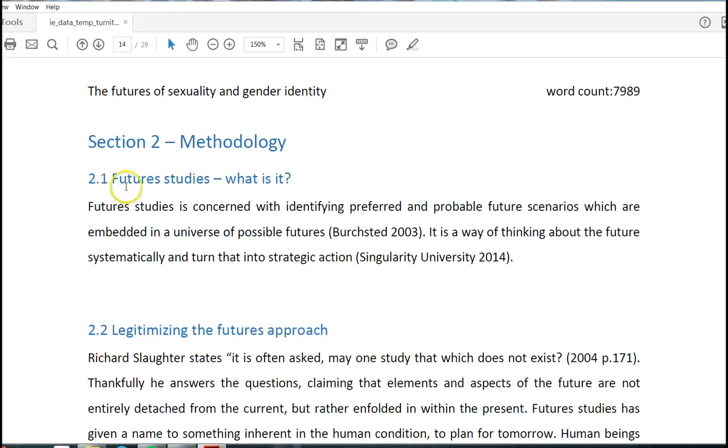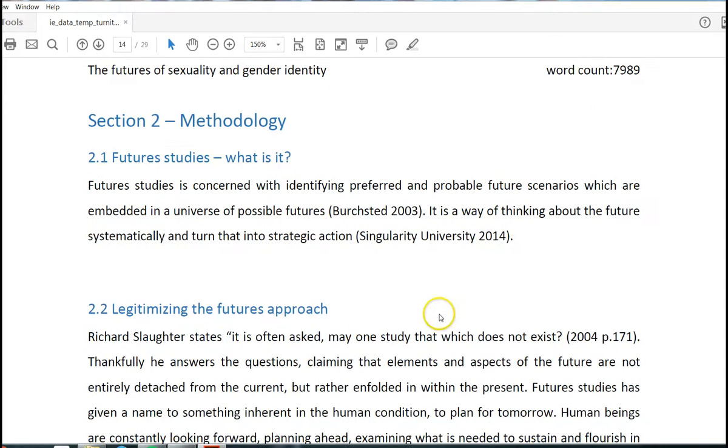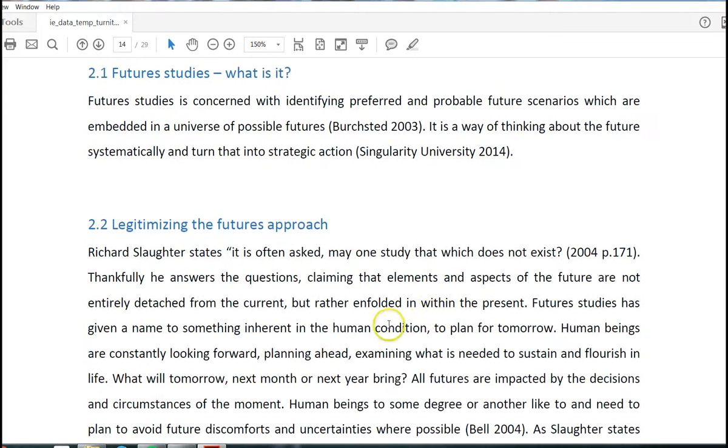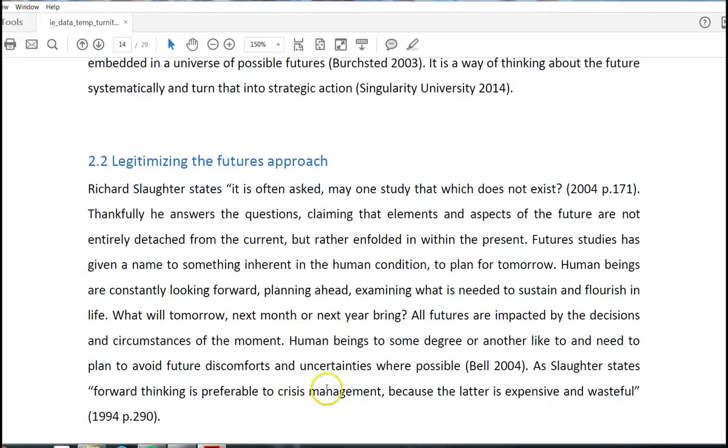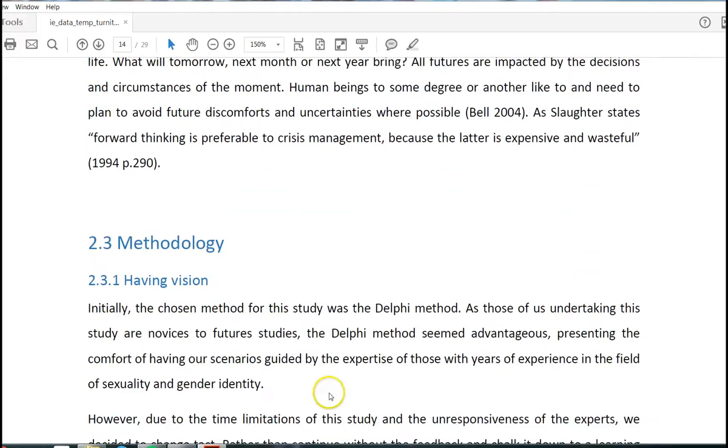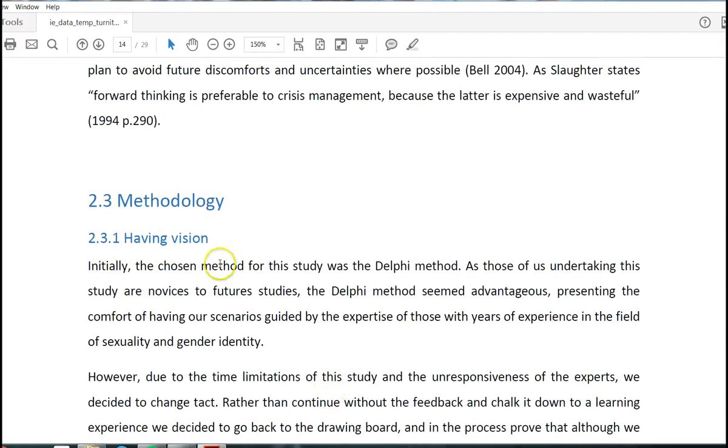Right, so section 2, methodology, what is it? They provide a discussion on what future studies is. They also talk about justifying why we would take a futures and forecasting perspective, which I think is quite good. And here we have the name checking, Wendell Bell, Richard Slaughter. Then they talk about the methodology.